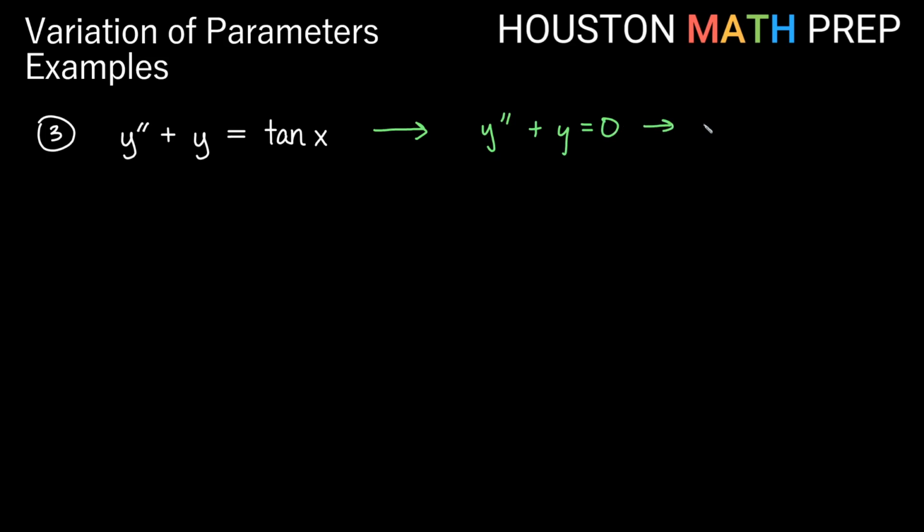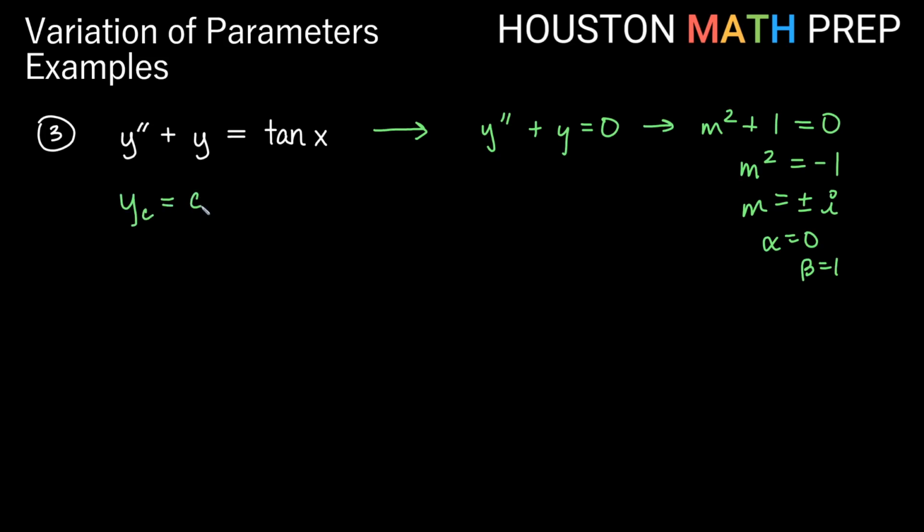our characteristic polynomial for the left-hand side will be m squared plus 1. So we'll get m squared plus 1 is equal to 0. That will tell us that m squared is negative 1. Square rooting both sides, we'll get that m is equal to plus or minus i. This is a complex number here. This tells us that alpha is 0 and beta is 1. And that will give us a yc of c1 cosine x plus c2 sine x.